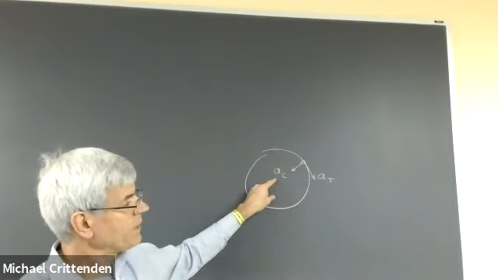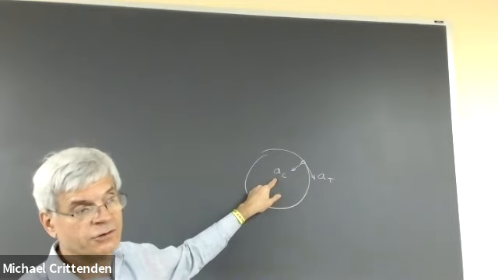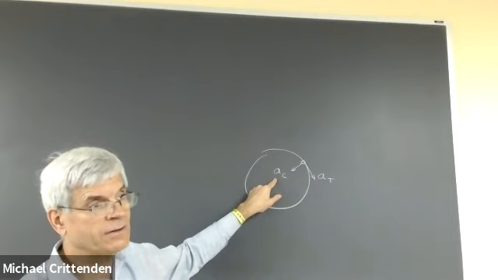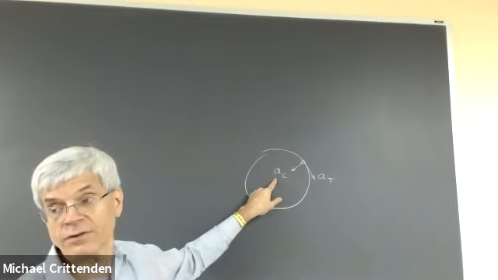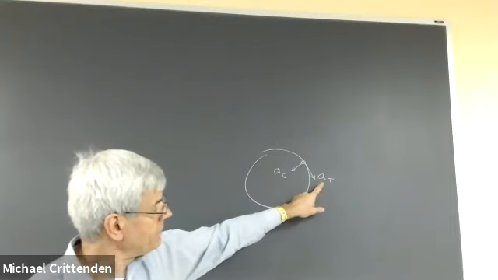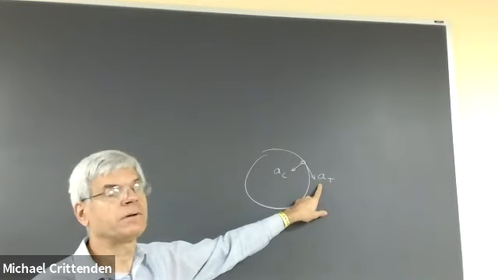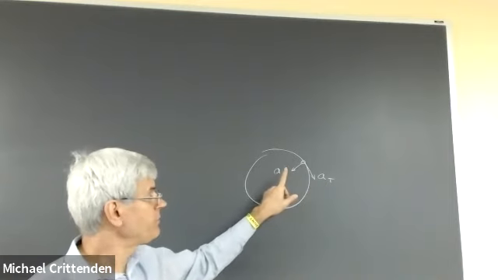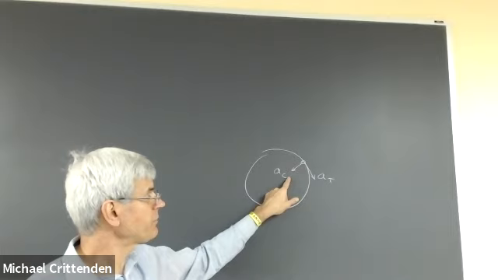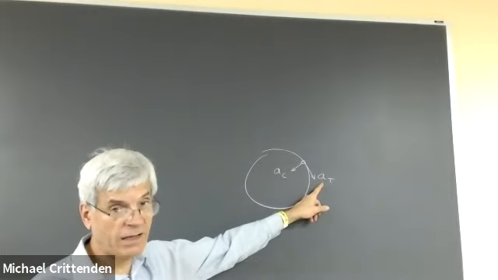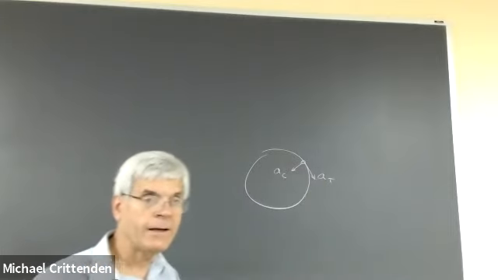So this component of the acceleration comes from the change in the direction of the velocity vector. This one comes from the change in the magnitude of the velocity vector. In other words, you get this because it's going around in a circle. You get this because it's picking up speed, okay?